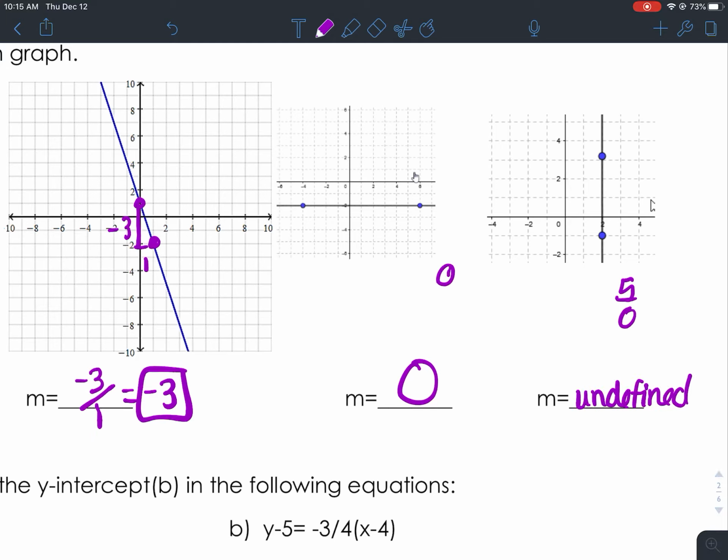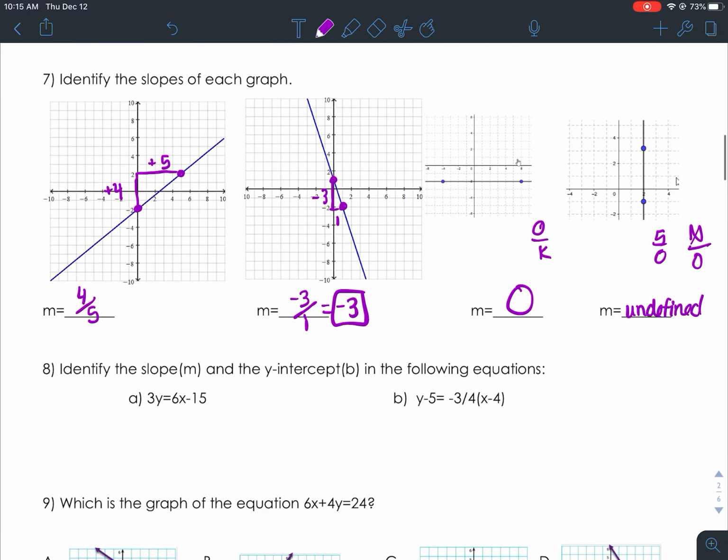Remember, it's okay if it's at the top. It's a no. You can't divide by 0.